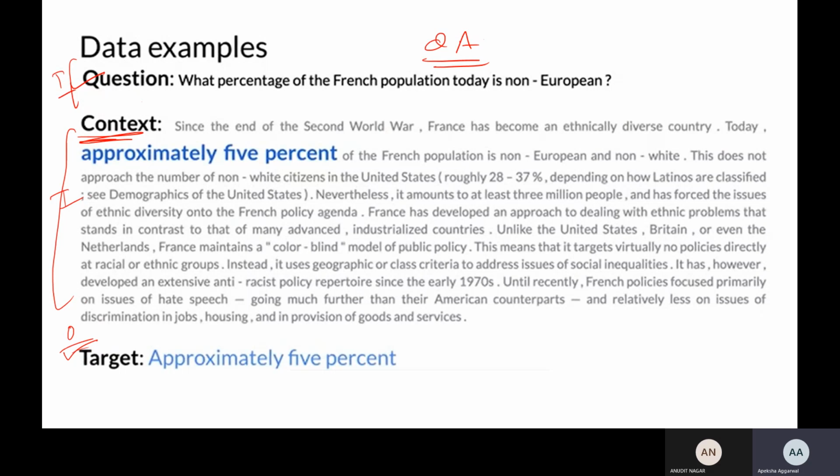For example, what percentage of the French population today is non-European? We need to look at the context paragraph and find the answer. We will train on all the question and context data set and the target as well. Then while predicting, we need to generate the output target. It is a simple prediction problem with two things as input: in addition to your question, you also give your context as input.